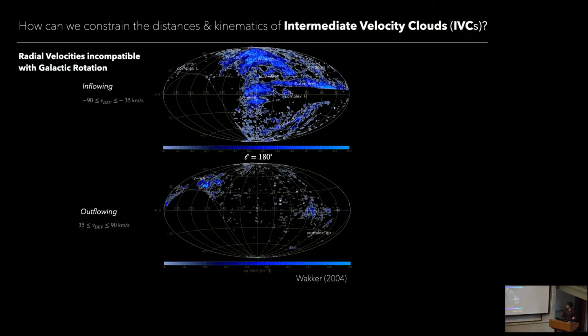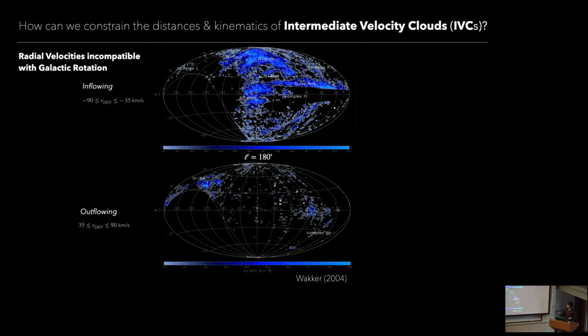Traditionally, when we talk about the disk halo interface in our own galaxy, we talk about a class of objects called intermediate velocity clouds, or IVCs. This is an important acronym for today's talk. I'm going to use it a lot. So IVCs, intermediate velocity clouds.